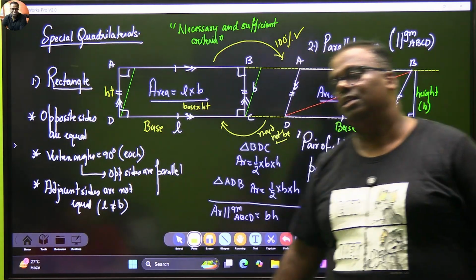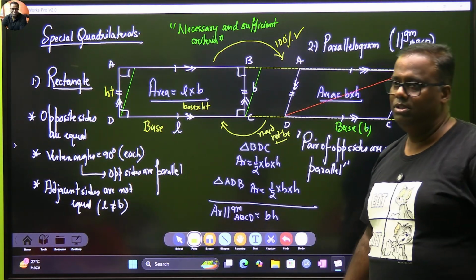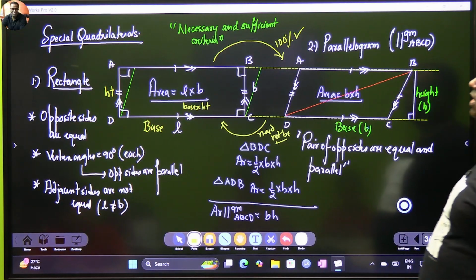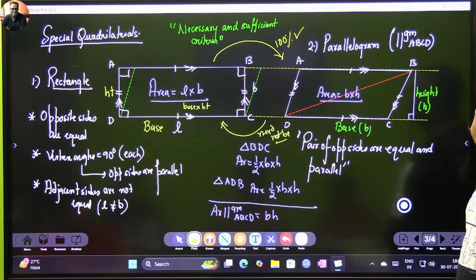Clear? Can I move up now? We'll come to some special definitions like diagonals, bisect and all. That's later. But first, let us understand the basic shapes and the formulations with respect to them. So what is the area of a rectangle?